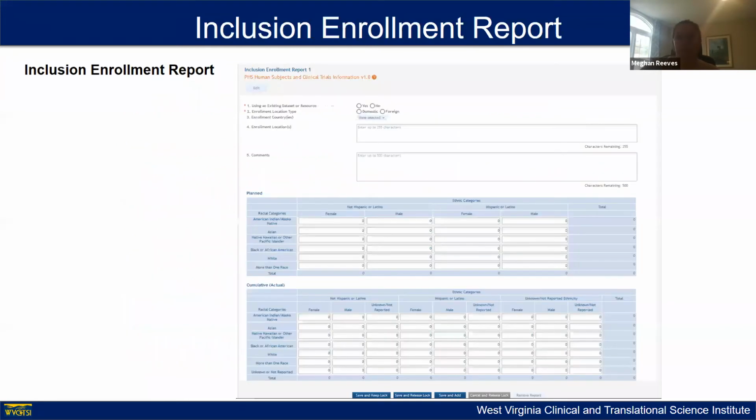This is the inclusion and enrollment table. This is what you would complete when you're applying for a grant. A planned enrollment table. This may have changed a little bit. I didn't pull the brand new form, but this is what we're using internally right now. And I don't think there are a lot of changes with any new forms from the NIH. They just released new forms last month.